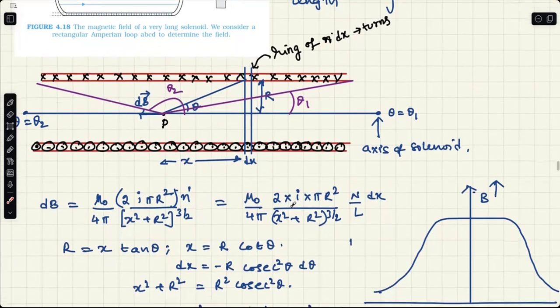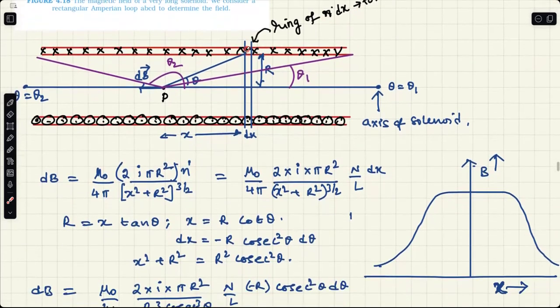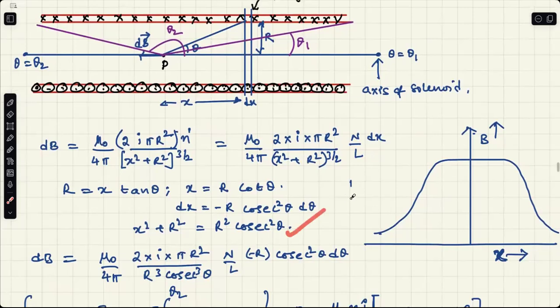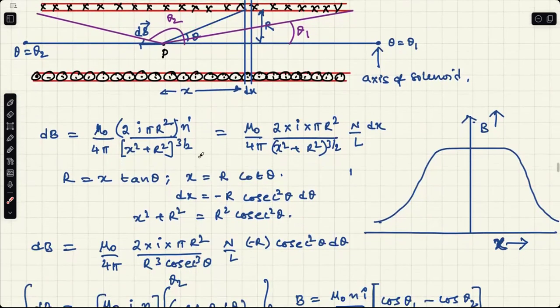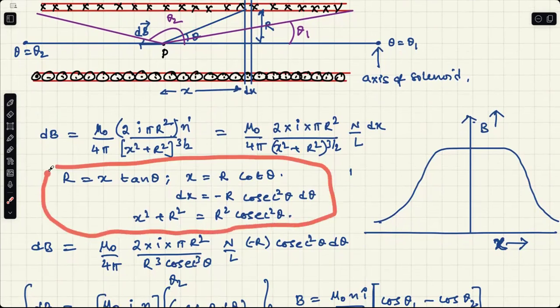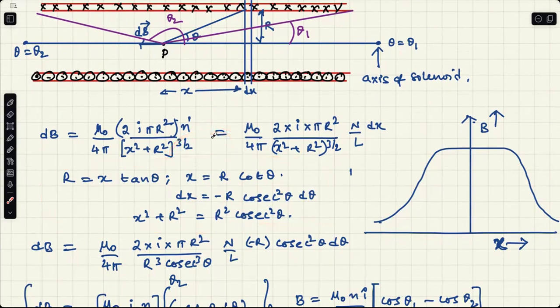Now you see, this is R, this is R, this is X, and in this triangle R by X is tan theta. So R is X tan theta. You can write X as R cot theta. Dx becomes minus R cosecant square theta. Any doubt till this point? Now X square plus R square is R square cosecant square theta. Now you use this entire data in this equation.